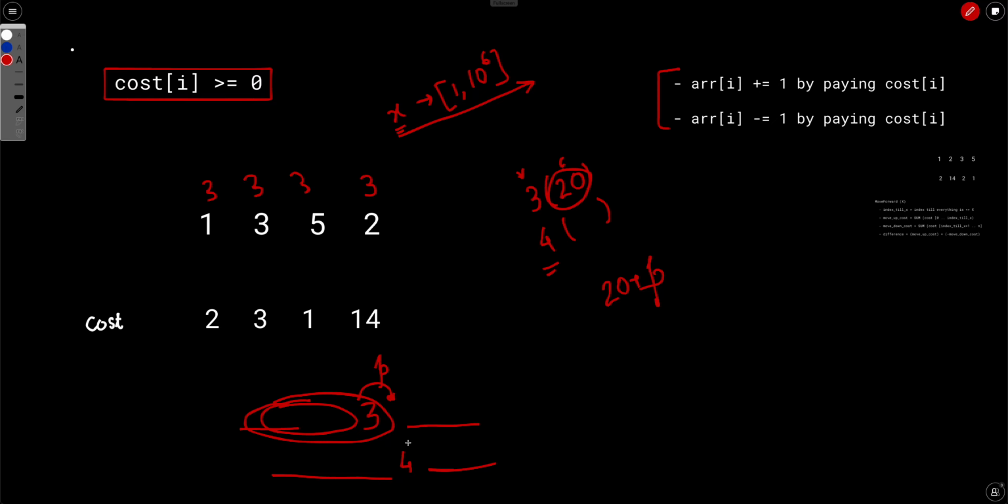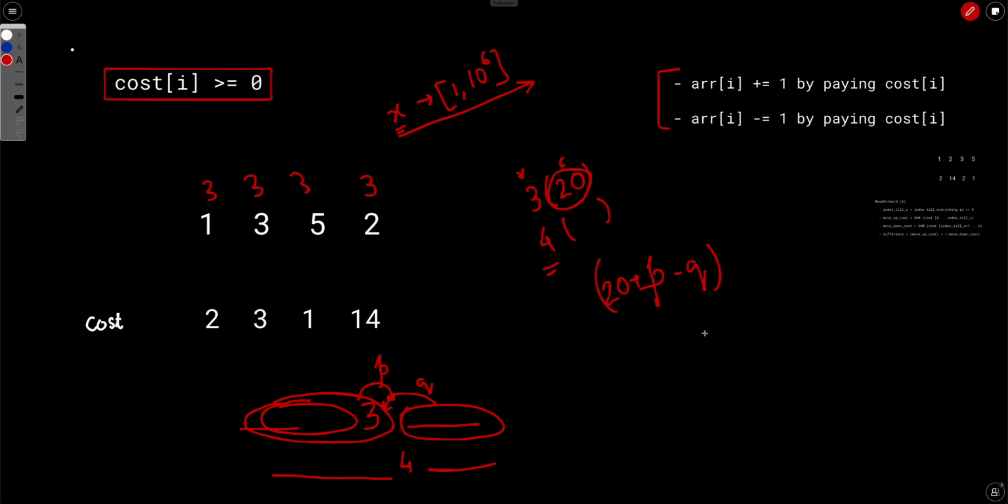Now each of these elements is greater than 3, right? And you have paid some cost to move them to 3. Now you can subtract 1 unit of cost for each of these elements, and let's say that is q. So the total cost now to move everything to 4 is 20 plus p minus q.